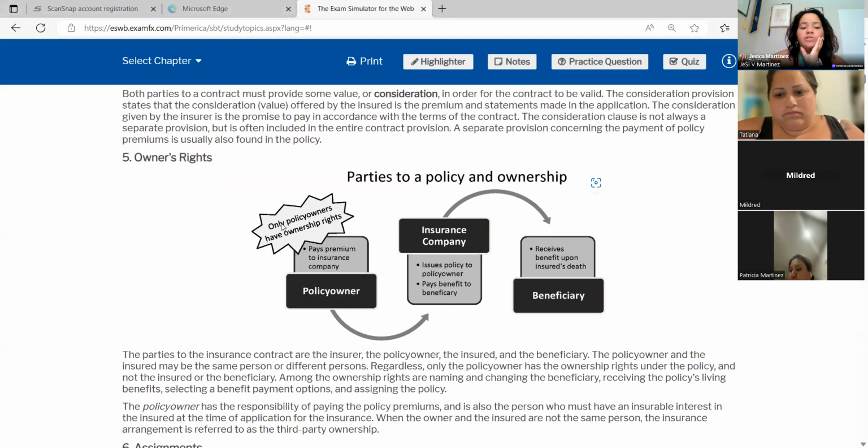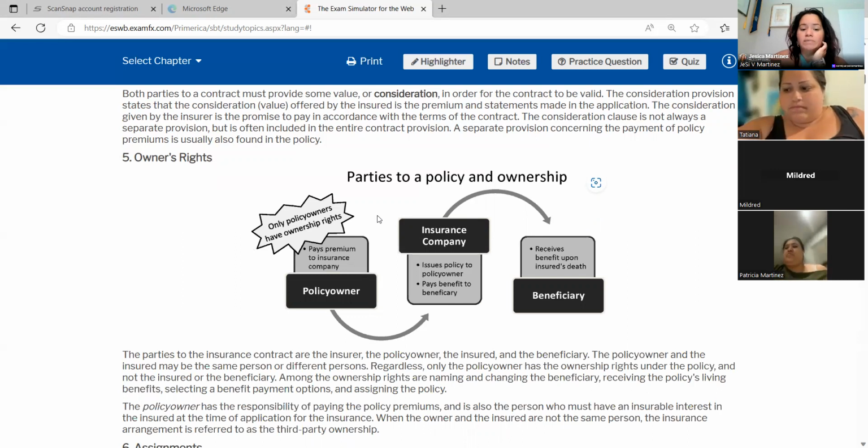Parties to a policy and ownership: only policy owners have ownership rights of the policy. So only the person that is paying the premium has rights to the policy. What we mean by rights is changing anything on the contract whatsoever. The insurance company issues the policy to the policy owner and pays the benefits to the beneficiary. The beneficiary receives the benefit upon the insured's death.